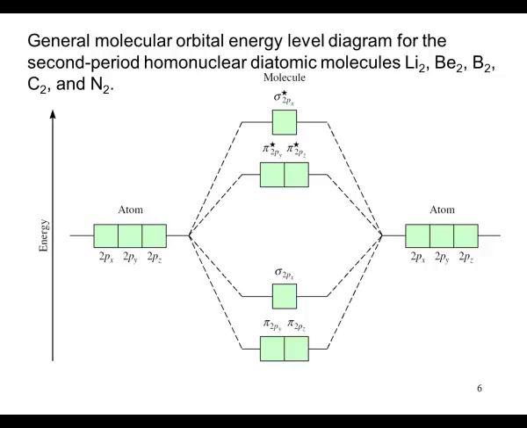In general, the molecular orbital energy diagram is given for the second period homonuclear diatomic molecules shown. Notice that the p atomic orbitals are on either end for each of the atoms, and then the order is pi 2p, pi 2pz, sigma 2px, and then the pi star antibonding molecular orbitals above.